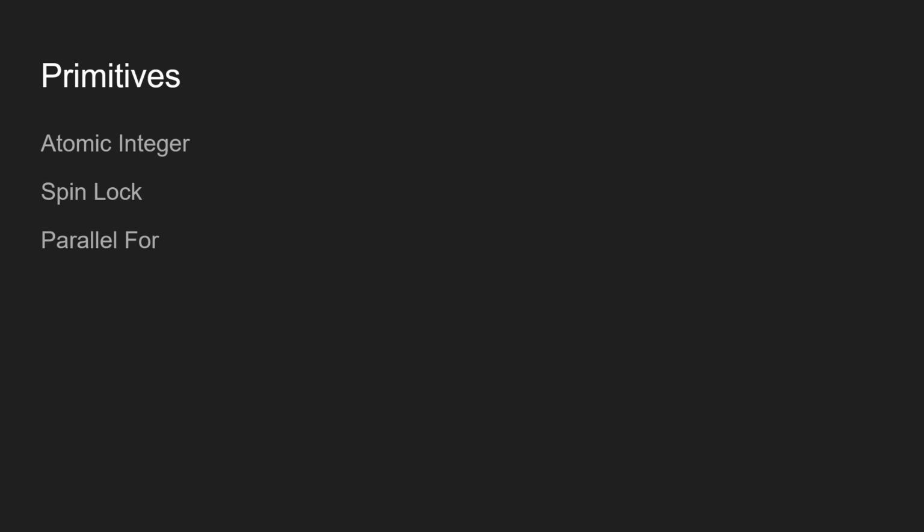In terms of implementation, there are three things that I'm going to talk about that build up on each other in terms of complexity. The first is an atomic integer, which is the basic primitive through which you can communicate. Second is a spin lock, which is a little bit higher level mechanism for threads to communicate with each other. And finally, parallel for, which is a mechanism for distributing work among different threads.